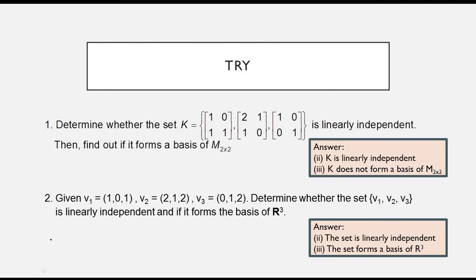Next question is for matrix. The previous question was for polynomial. Determine whether the set of matrices is linearly independent, then find out if it forms a basis for 2 by 2 matrices. Let's test for linear independence first. The answer is yes. And then test for basis.